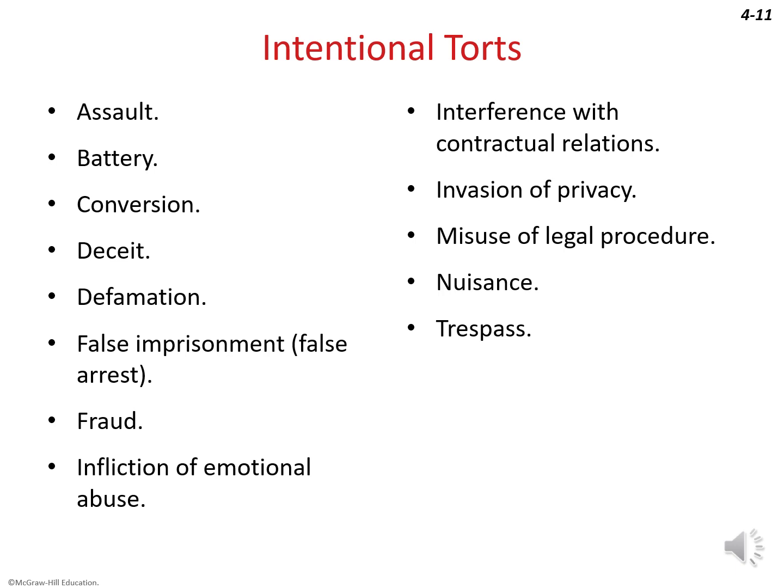Conversion would be taking someone's property and pretending it's your own and maybe trying to sell it. Deceit is lying on somebody or on something. Defamation would be telling lies about somebody's character. False imprisonment would be a false arrest.